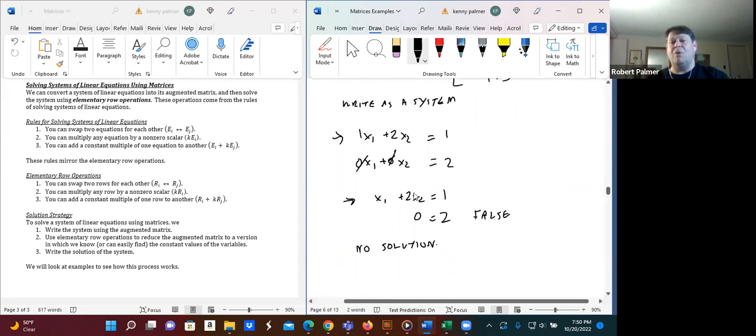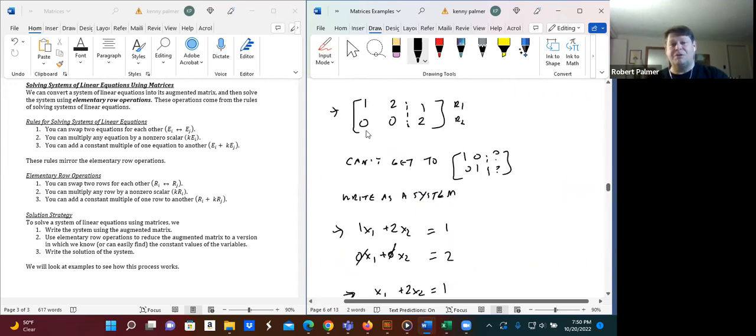Basically, these are parallel lines. There are no values of x1 and x2 I can plug in that will solve both at the same time. Okay, that's how you recognize it. On this side of your dividing line, if you have all zeros, and on this side of your dividing line you have something that's not 0, that's a false statement, and there's no solution.